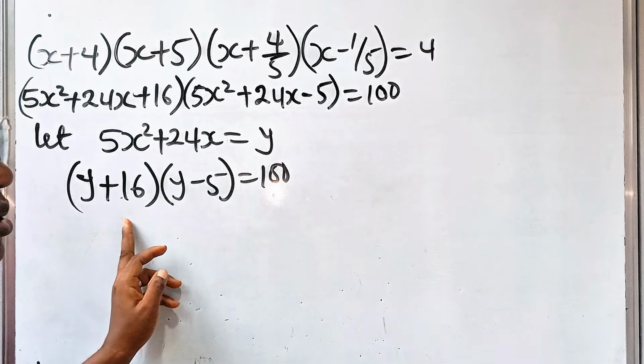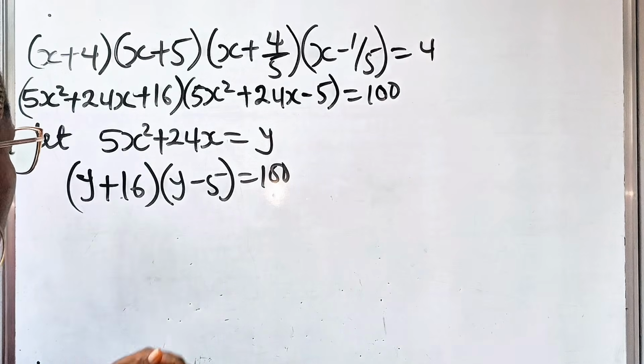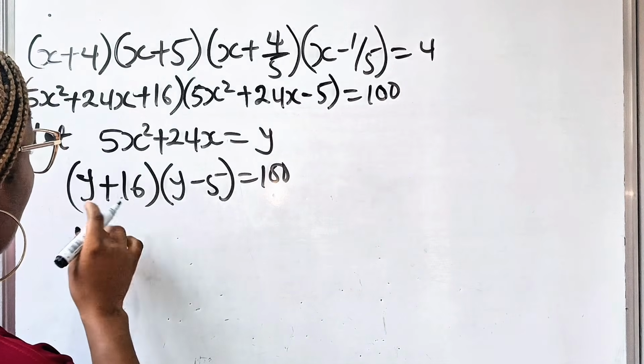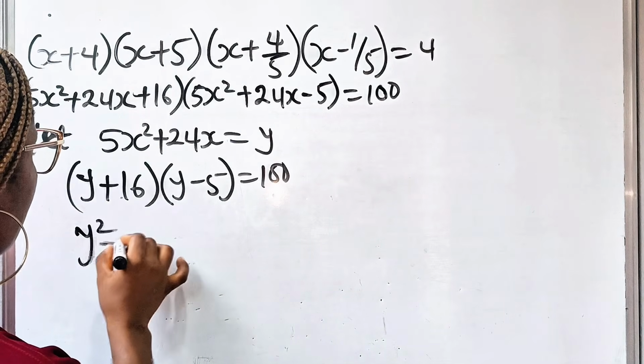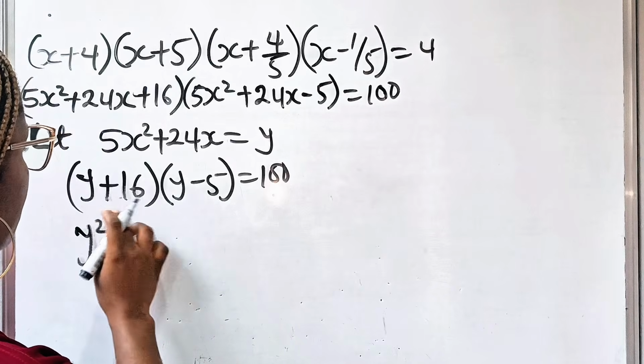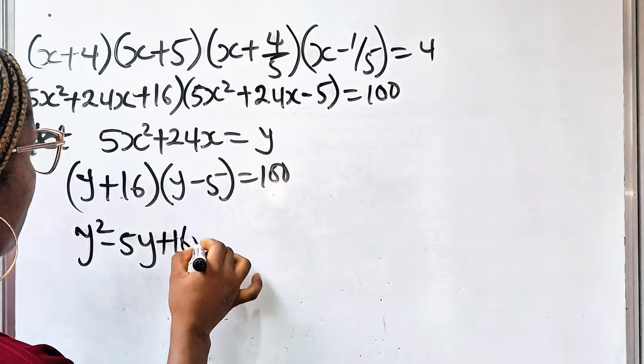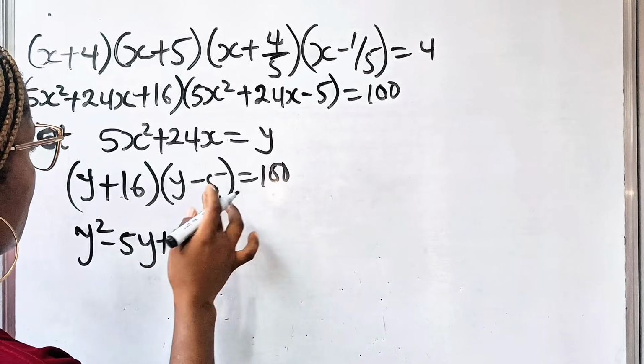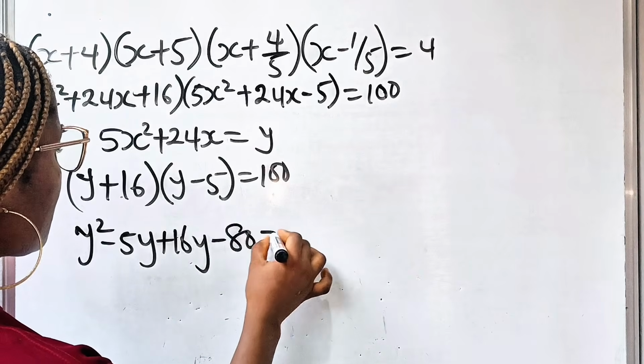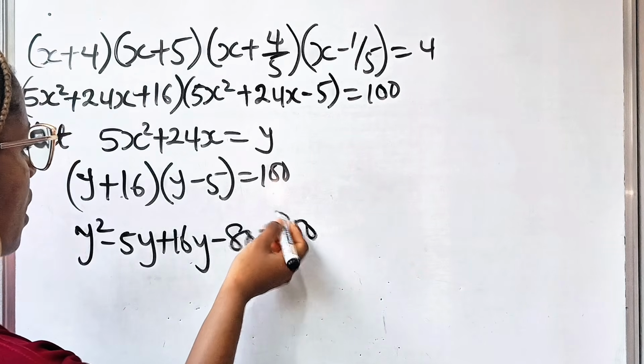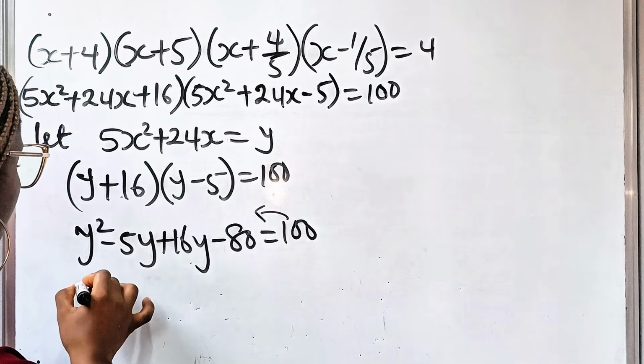Now, let's open this bracket, right? y times y is y squared. y times minus 5 is minus 5y. Plus 16 times y is plus 16y. And plus 16 times minus 5 is minus 80. Is equal to 100. Now, let's bring this in.